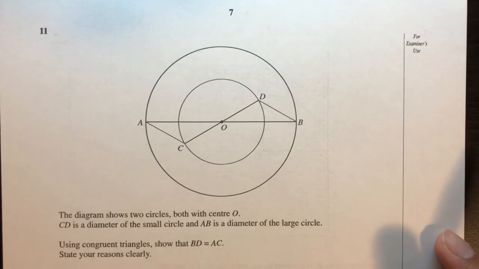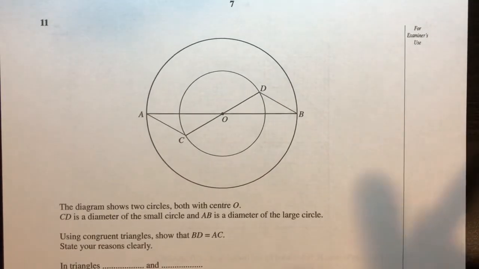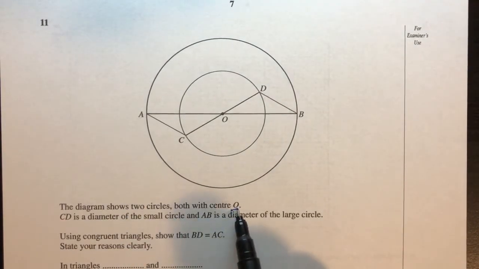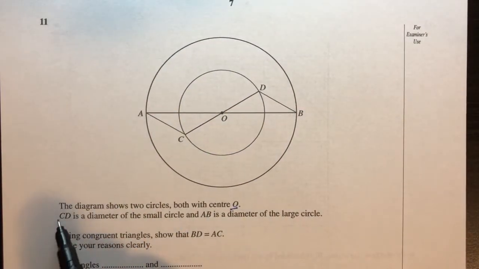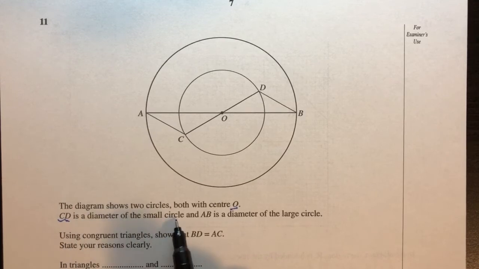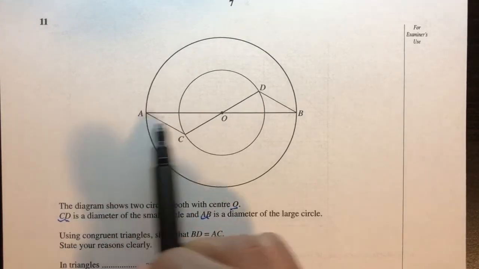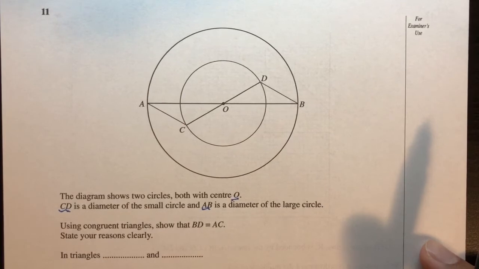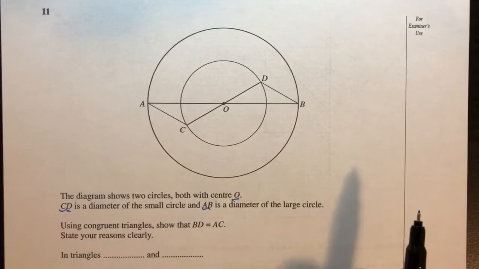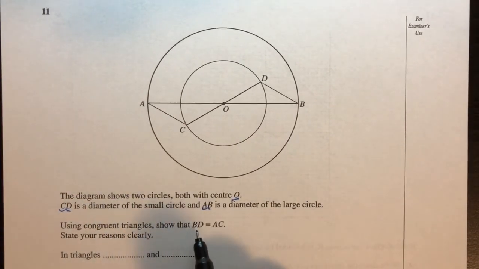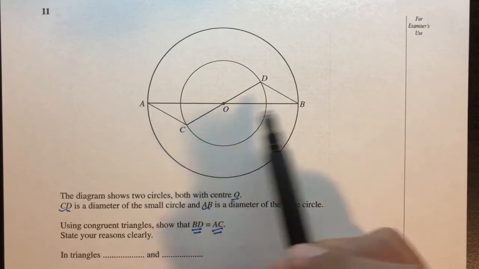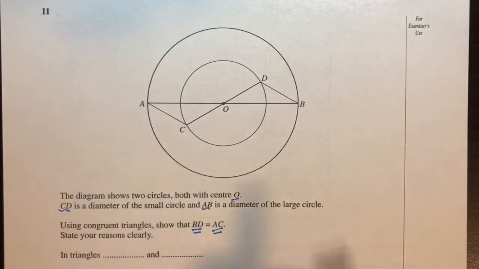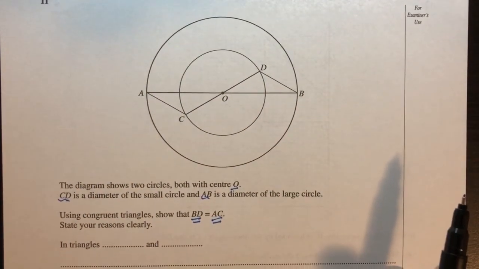Question number 11. The diagram shows 2 circles. We have both with center O. So we have a small circle here and a big circle. Now, CD is the diameter of the small circle, AB is the diameter of the big circle. Now, using congruent triangles, show that BD equal to AC. So BD, where's BD? BD equal to AC. So how can you show this?